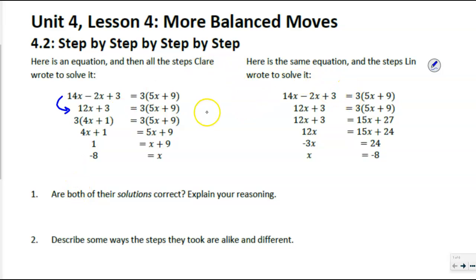Do that for each person. You're going to do that as you pause the recording and identify what steps were taken so that you can answer, are both of their solutions correct? And what steps did they take? How are they similar and different? Pause the recording now.